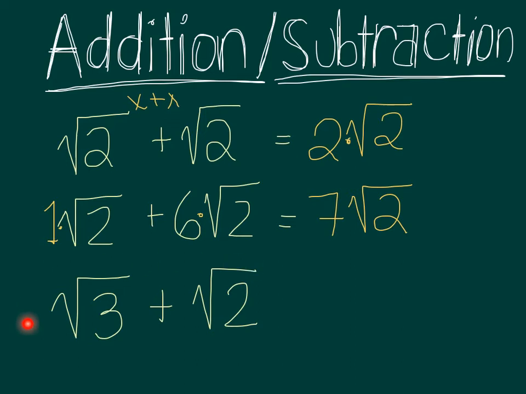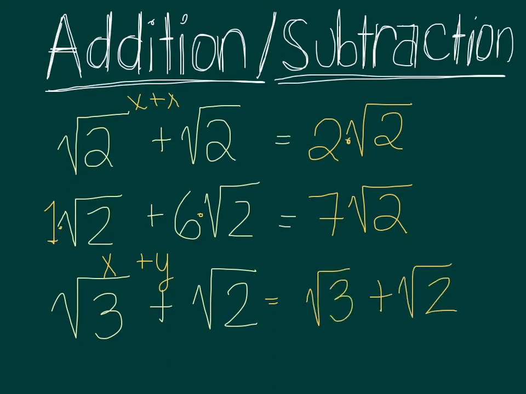Looking at this third example, I'm actually not going to be able to add them. They are totally different numbers. It would be like trying to add x plus y, or apples plus oranges. It actually can't be simplified. So this just stays as the square root of 3 plus the square root of 2.